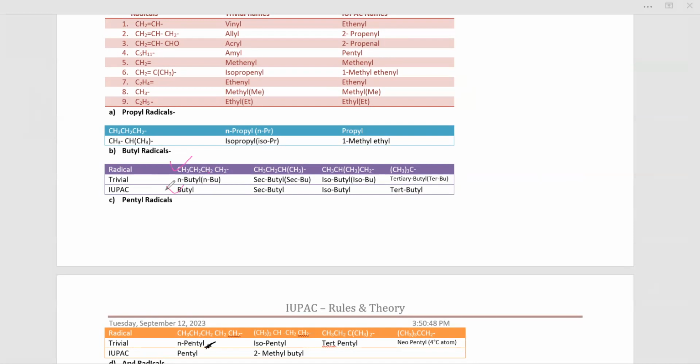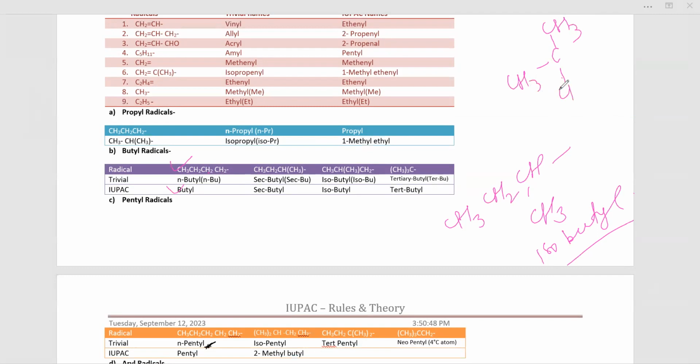Now see here, there is one branch: CH3, CH2, CH, and here there is one branch. What is this? Isobutyl. Now see, if this carbon is further attached with 3 more CH3, this is also butane, na? Total 4 carbon atoms are there. This is tertiary butyl.